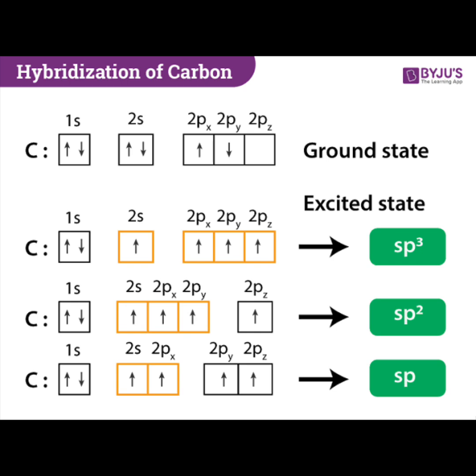Finally, for the sp hybridization, s will combine with one p orbital in the same energy level to form the sp hybridized orbitals and 2 unhybridized p orbitals.